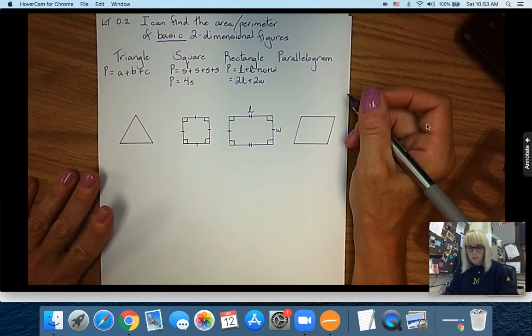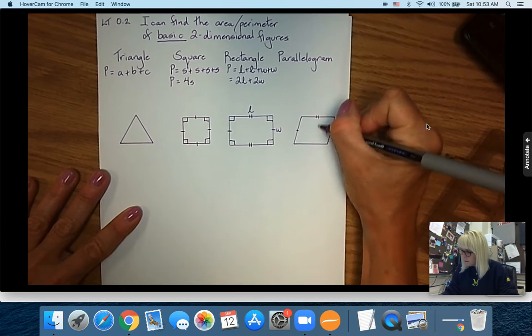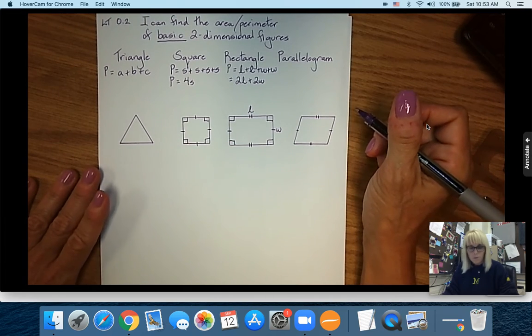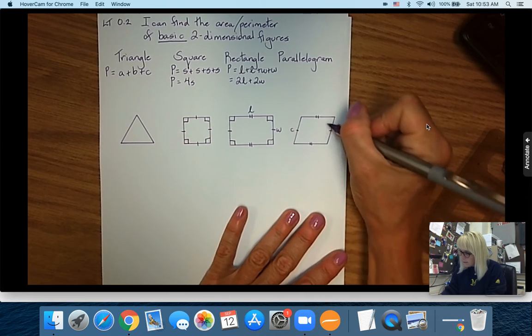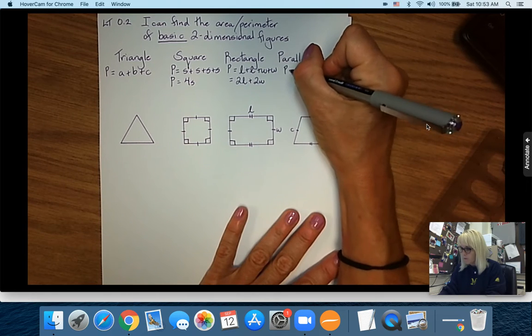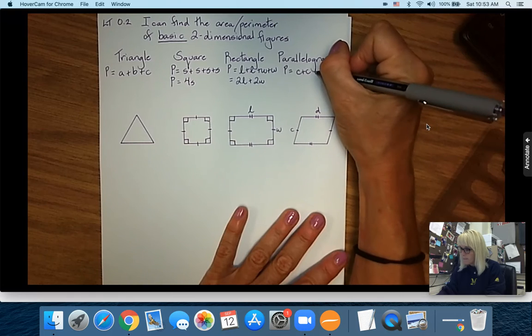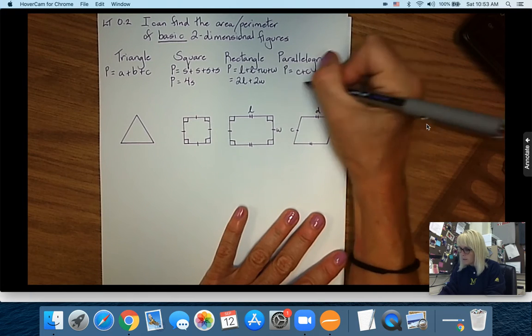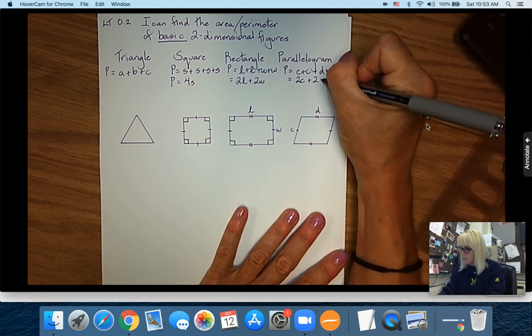For a parallelogram, opposite sides are still congruent, okay? So if we call this side C, and this side length D, then we could say the perimeter of a parallelogram would be C plus D plus C plus D, or we could say that's 2 times C plus 2 times D.